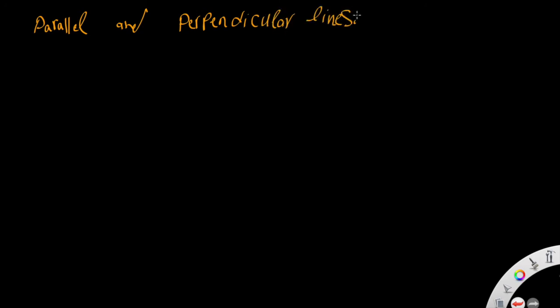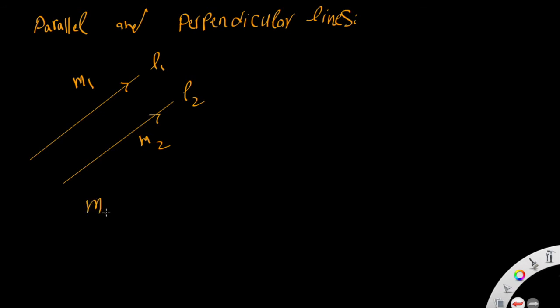Now parallel and perpendicular lines. Now consider these two lines, L1, L2. Gradient of this line is M1, gradient of this line is M2. This symbol shows that they are parallel. If two lines are parallel, it means that their gradients will be the same.